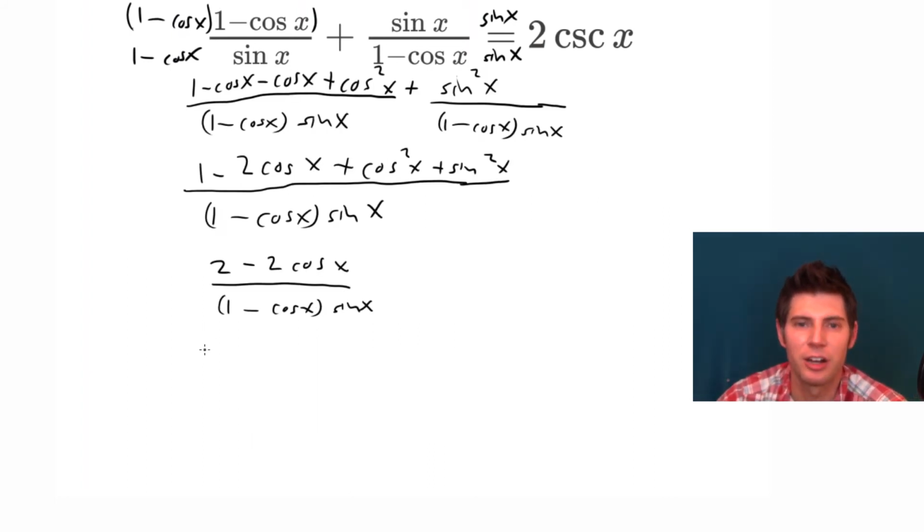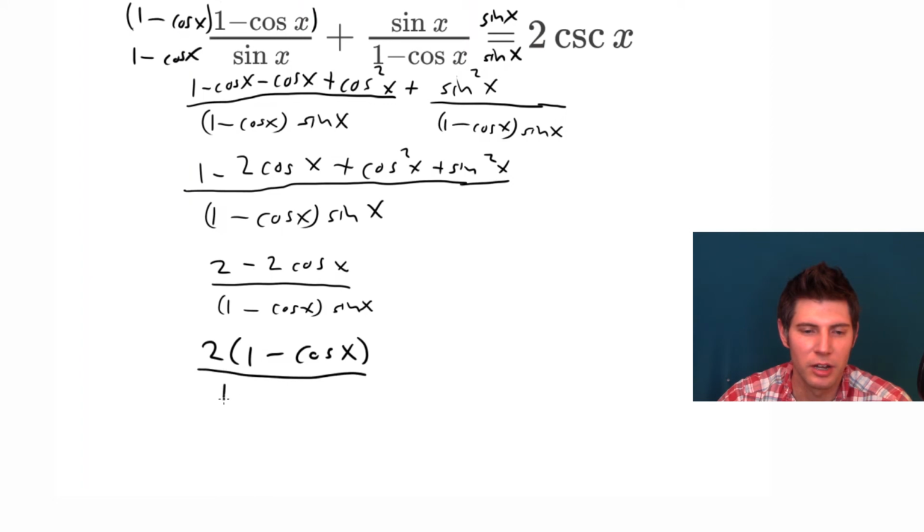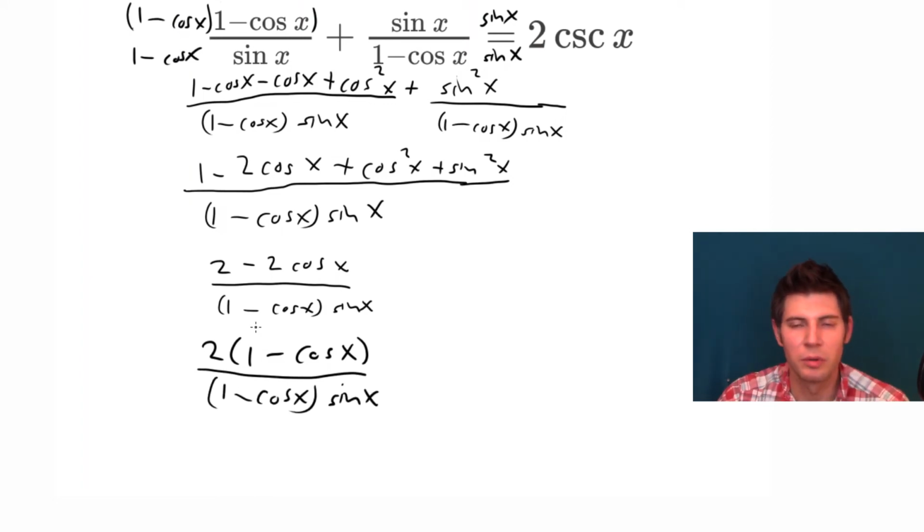So now we're going to factor out a 2 on the top. So it's 2. That leaves us 1 minus cosine x, because you pull a 2 out of each of those 2 terms, divided by 1 minus cosine x times sine x. These 1 minus cosine x's, since they're both factors of the top and bottom, can be canceled. So we're just left with 2 over sine of x.